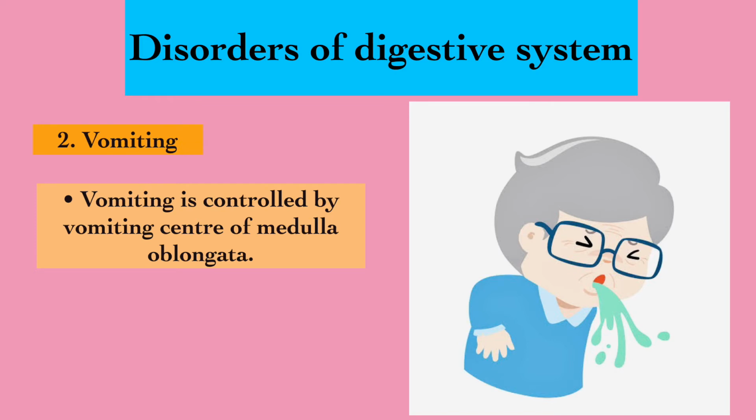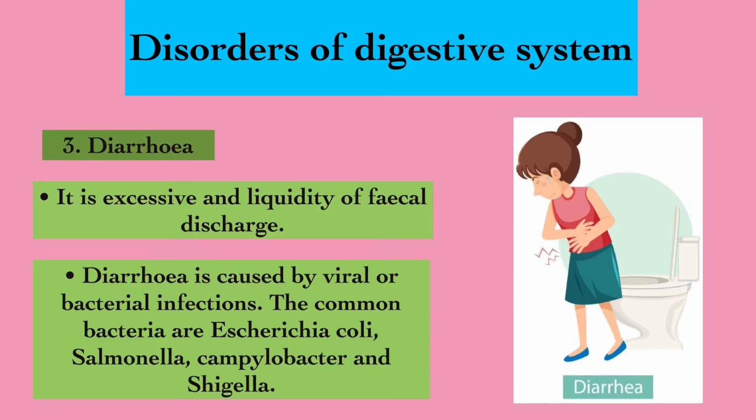So vomiting is basically an involuntary action where the body is trying to get rid of all the waste, all the undigested or unwanted content, food content basically, through forcible expulsion, which we call vomiting. The third very important disorder of the digestive system which we'll be discussing is diarrhea.